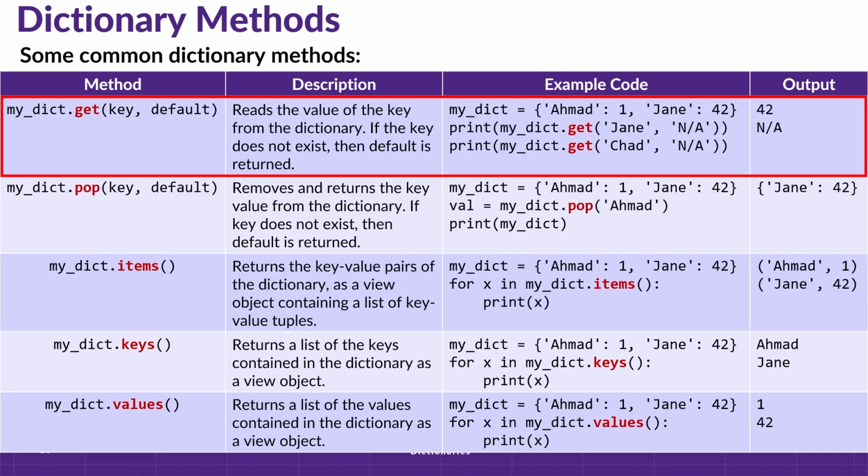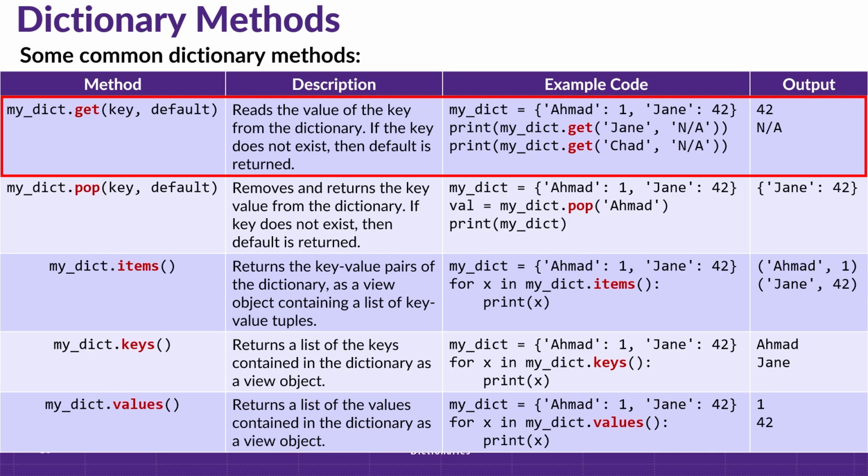The first one is get, and this reads a value from the dictionary. And this is very similar to simply accessing that value by using the square brackets. However, it has an extra feature, which is the default value. So it retrieves the value at a given key, but instead of throwing an error if that key doesn't exist, this will return the default value if that key doesn't exist.